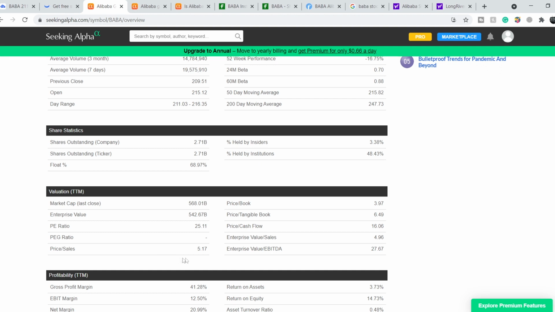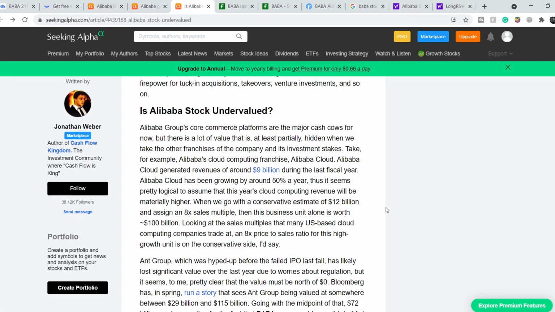Because for now they have a total market cap of around $568 billion. And if only this unit, Alibaba Cloud, is worth around $100 billion, this will increase the total market cap by about 20%. And it is huge upside potential.